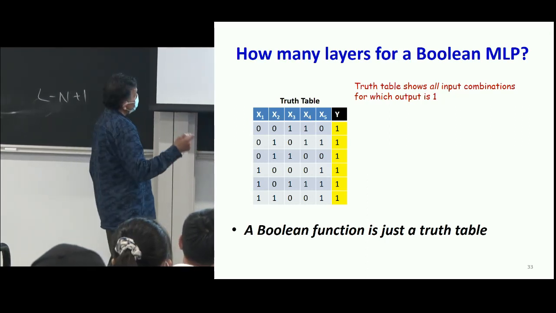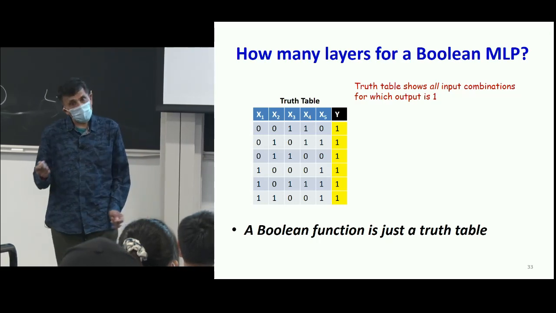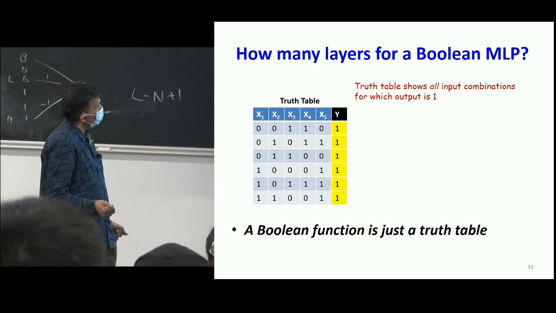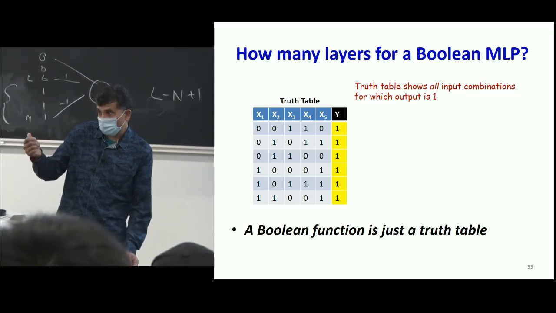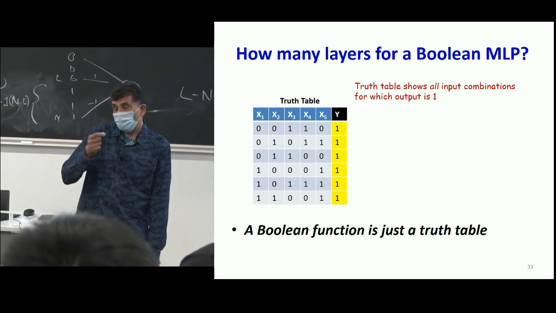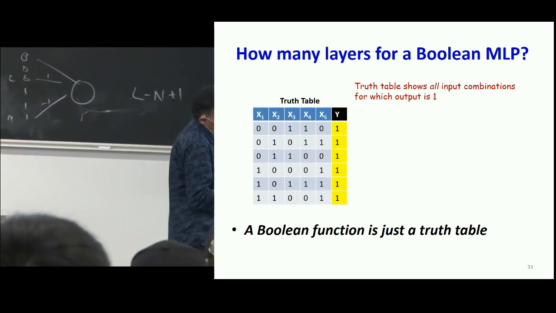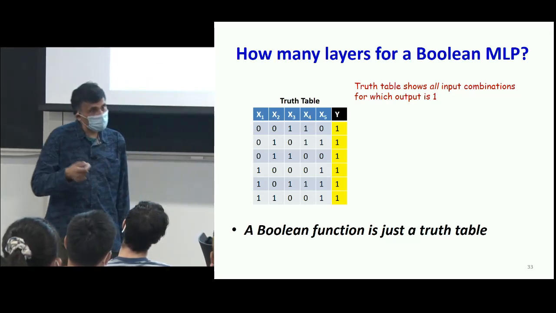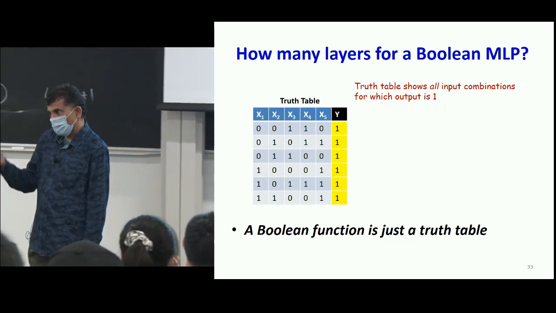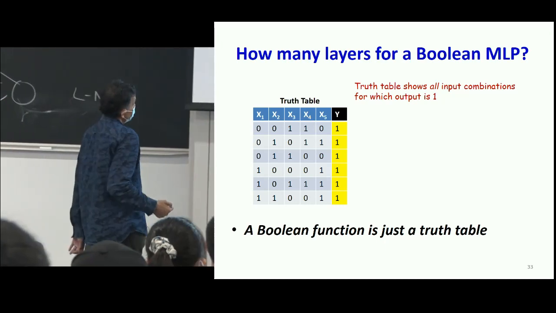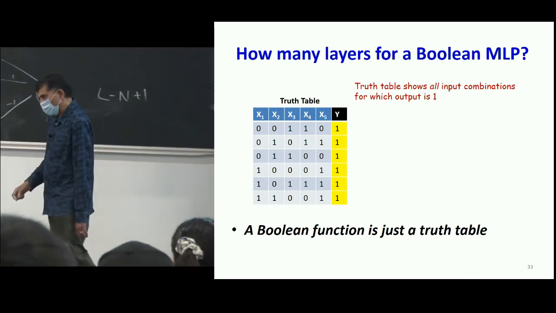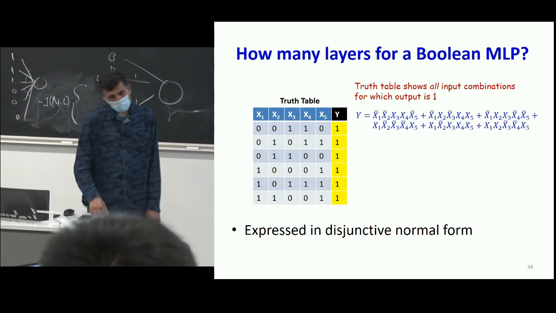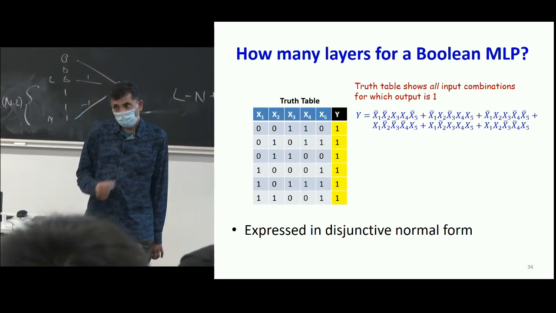Now, once you write a truth table like this, look at the first row. The first row says the output is 1 when x1 is 0, x2 is 0, x3 and x4 are 1, and x5 is 0. If I were to write a Boolean clause for this, it is not x1, not x2, x3, x4, and not x5. So there are, in this case, 6 clauses. And so this entire truth table can be written as a DNF formula with 6 clauses.